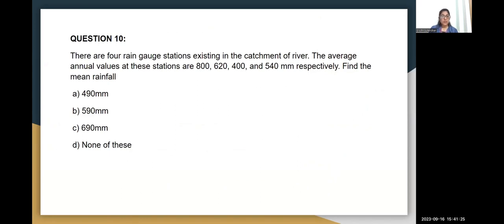Question 10. There are 4 rain gauge stations existing in the catchment of a river. The average annual values at these stations are 800, 620, 400 and 540 millimeters. What will be the mean rainfall? So we studied various methods to find the mean rainfall. Since no method is specified, and also no area is given, only the numbers, make use of the appropriate equation to find out what the average rainfall will be.